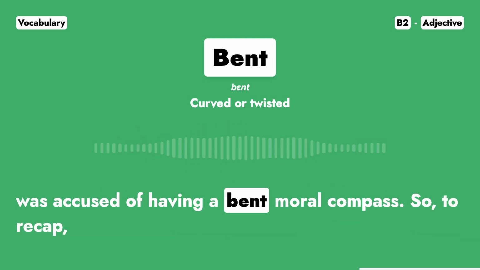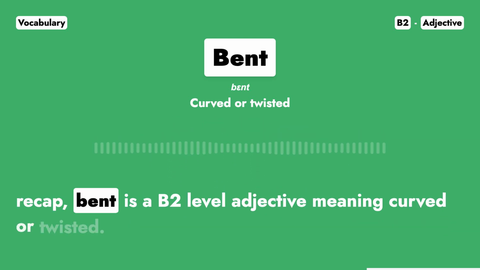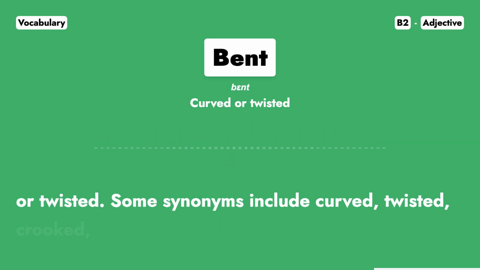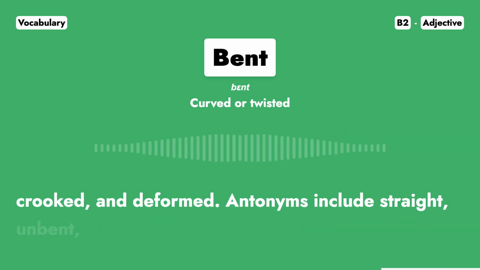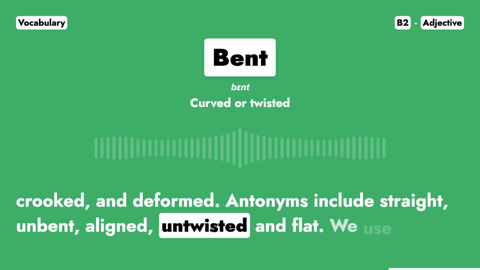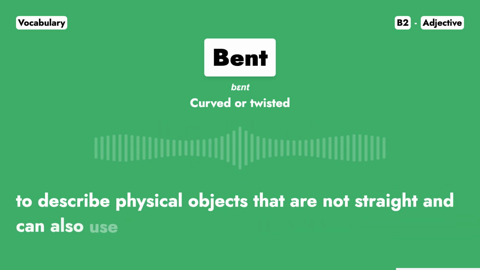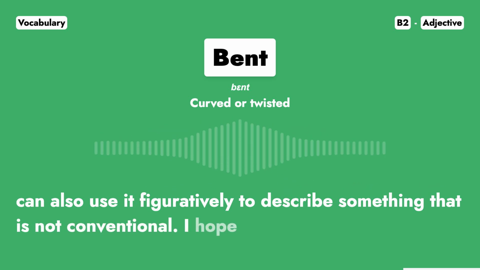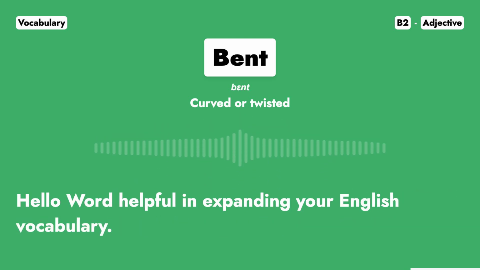So, to recap, bent is a B2 level adjective meaning curved or twisted. Some synonyms include curved, twisted, crooked, and deformed. Antonyms include straight, unbent, aligned, untwisted, and flat. We use bent to describe physical objects that are not straight, and can also use it figuratively to describe something that is not conventional. I hope you found this episode of Hello Word helpful in expanding your English vocabulary.